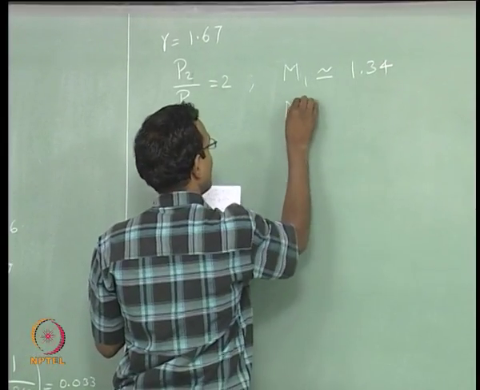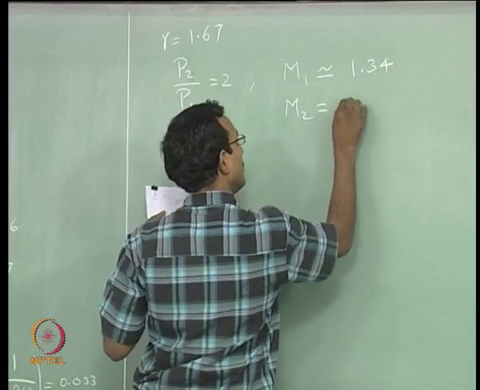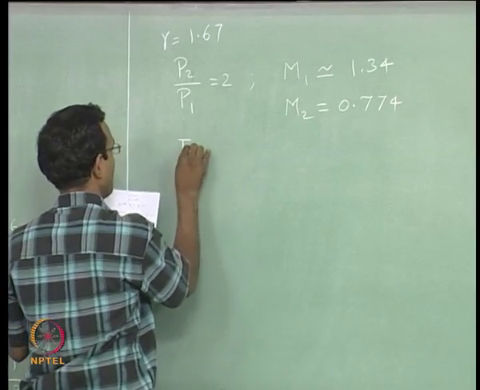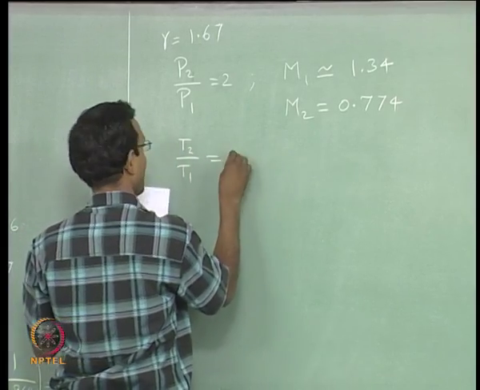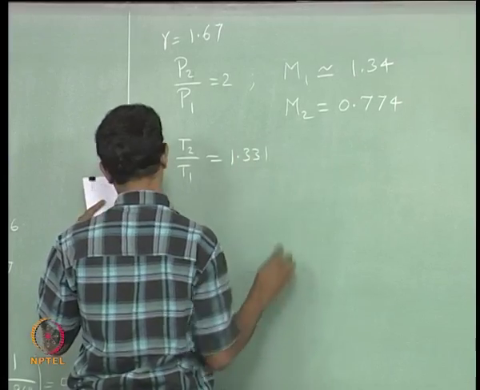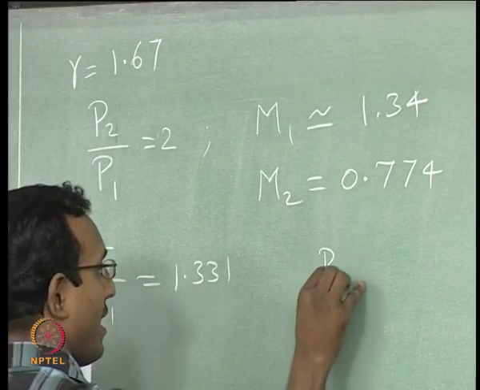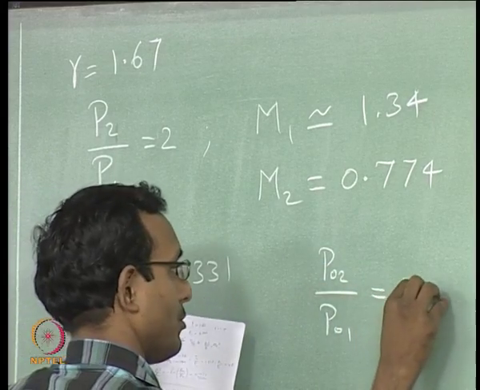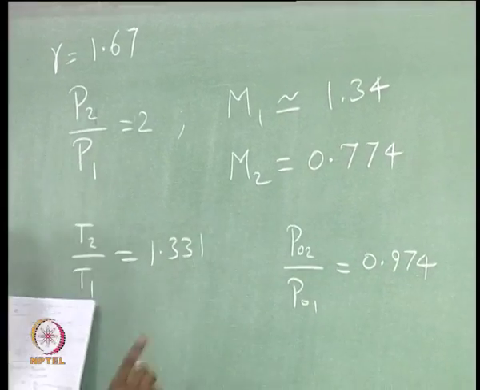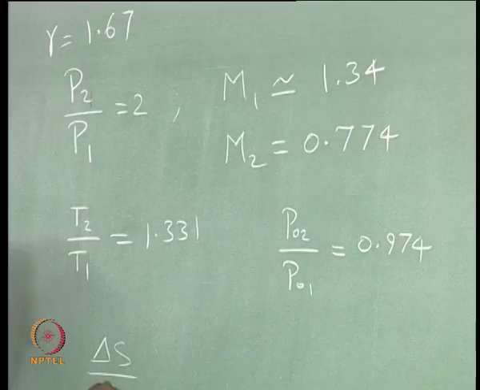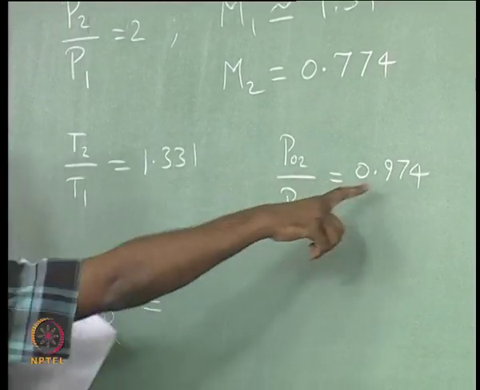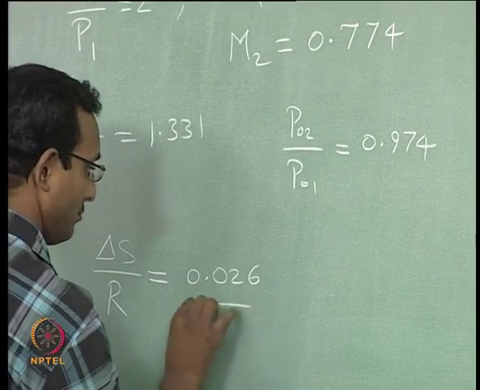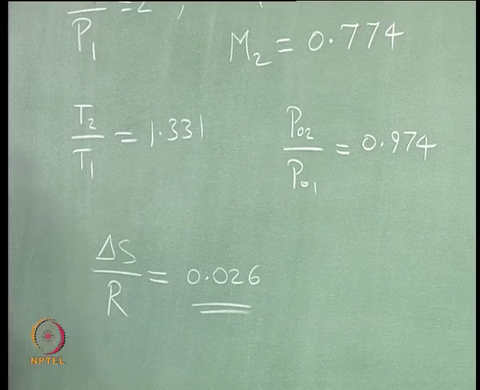Now I just have to read out the next value, M2, which is 0.774. T2 by T1, again read out the value, 1.331. The next one I have from my tables is P02 by P01, which happens to be 0.974. So delta S by R is minus the log of this number, which happens to be 0.026. What is the unit of this delta S by R?